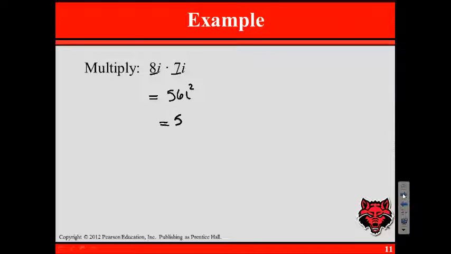Remember that i squared is the same as negative 1. So we replace i squared with negative 1, and the answer is negative 56. Let's try another example: 5i times (4 minus 7i).